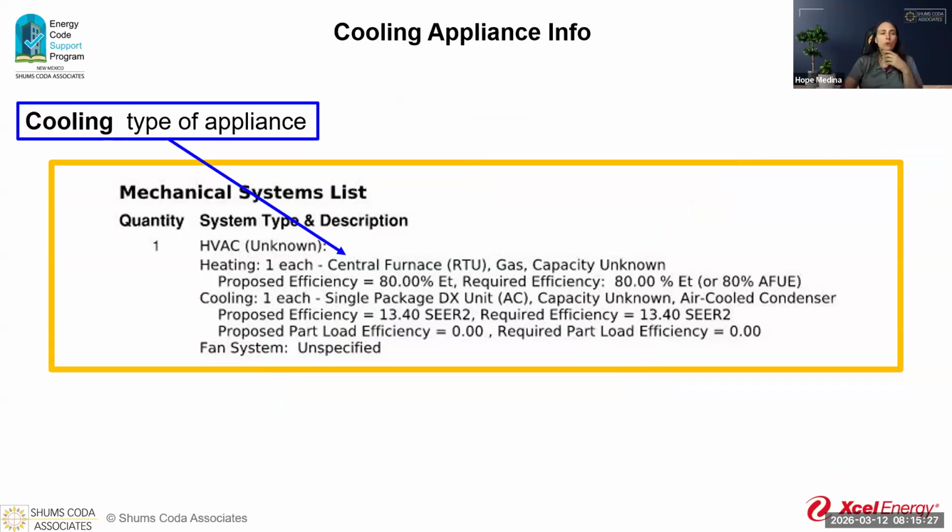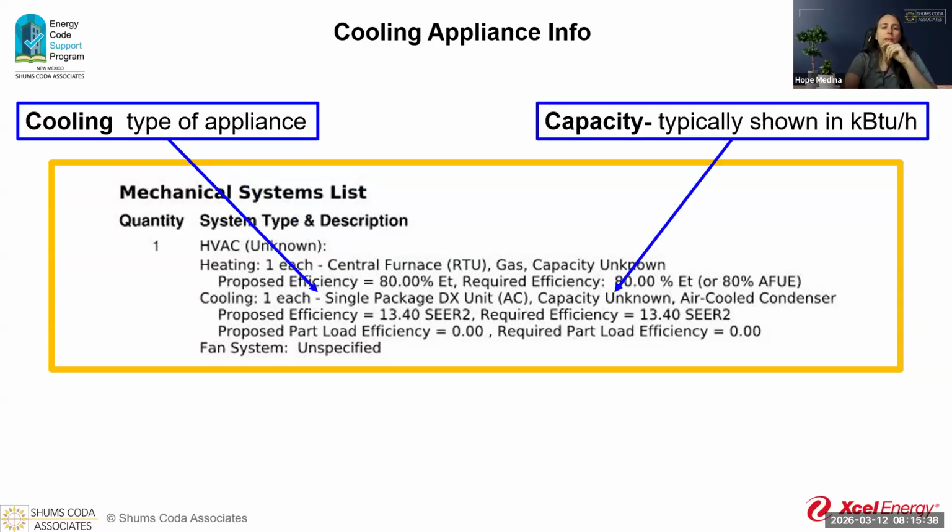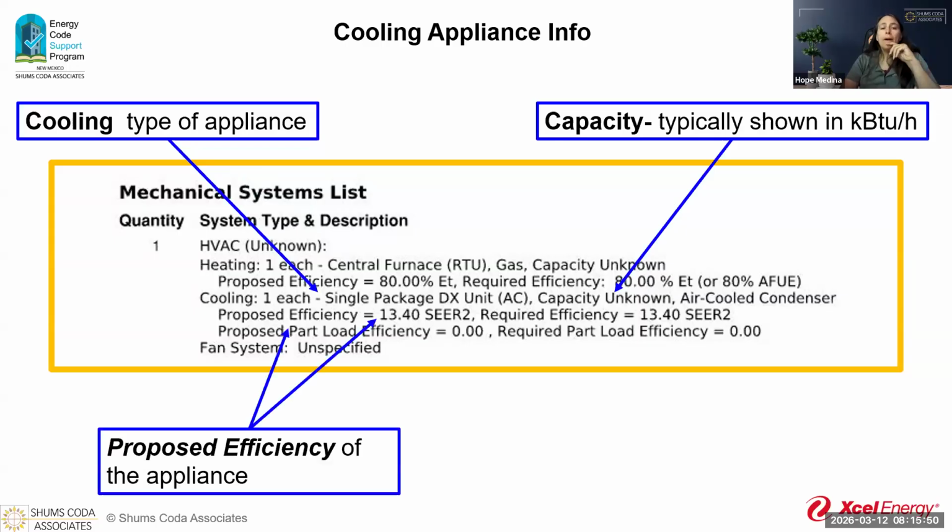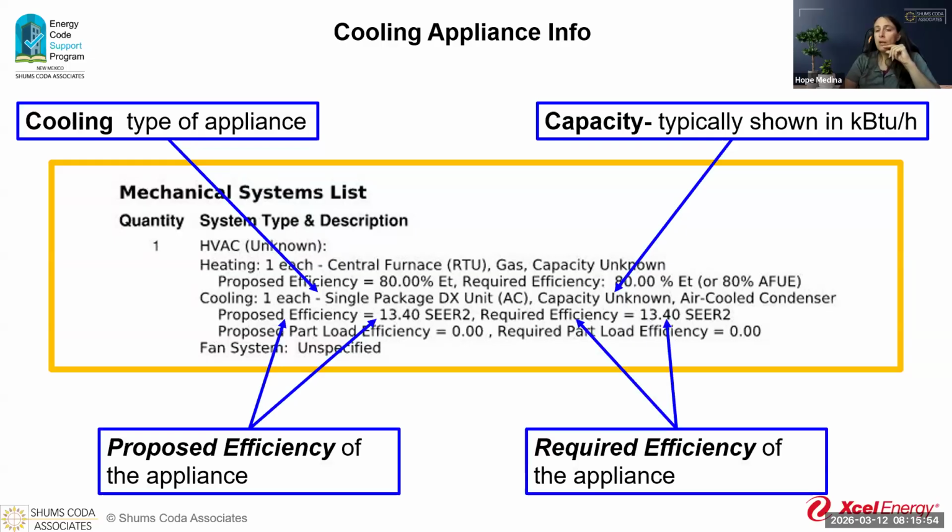All right, so let's look at the cooling. Now we have, well, that's going to the wrong part, but it should say single package DX. Oh, there we go. It moved now. The capacity, unfortunately, here is shown again as unknown, but it would be like 40,000 BTUs, or 40 kBTUs. It gives us what our proposed efficiency is, and what our required efficiency is.